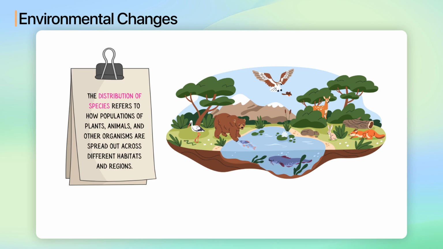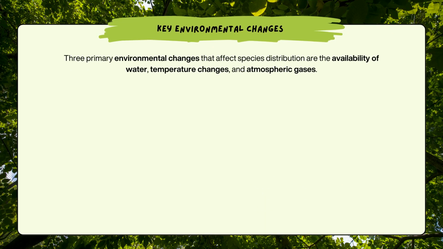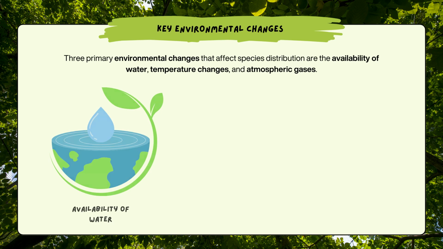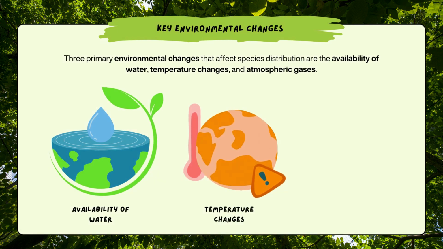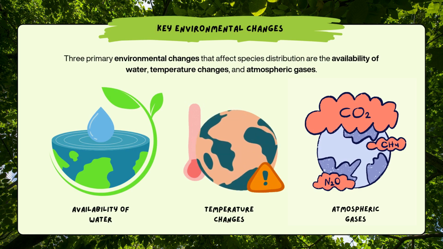The distribution of species refers to how populations of plants, animals, and other organisms are spread out across different habitats and regions. Environmental changes can have significant impacts on where organisms can live, survive, and thrive. Three primary environmental changes that affect species distribution are the availability of water, temperature changes, and atmospheric gases. First, let's discuss the availability of water.